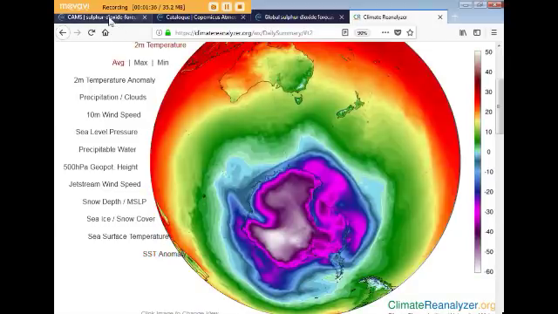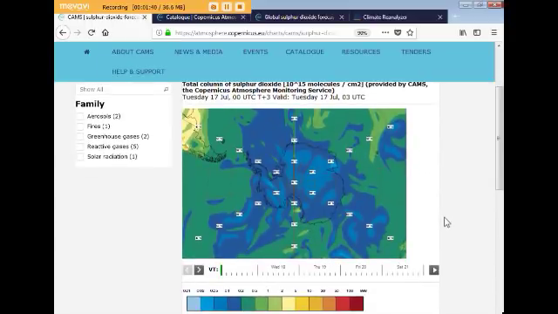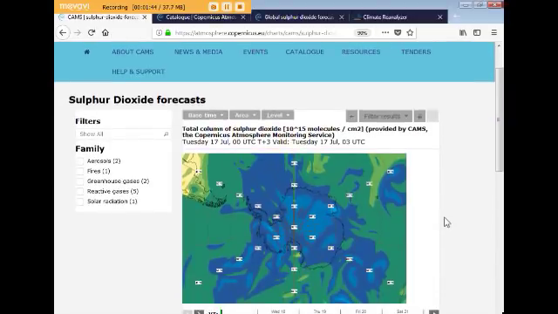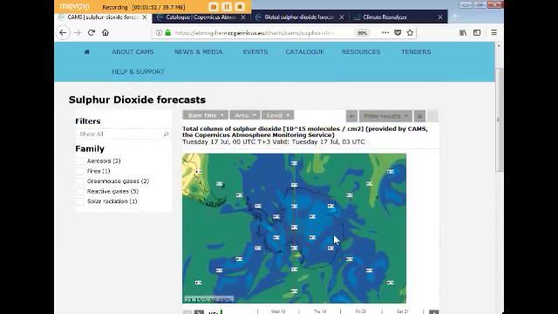So now we're going to finish up with CAMS, Copernicus Atmosphere Monitoring Service. We're looking at sulfur dioxide total column. This is measured in parts per million. We're looking down on the Arctic, and the orientation is back the way we normally see it, with the tail over here.